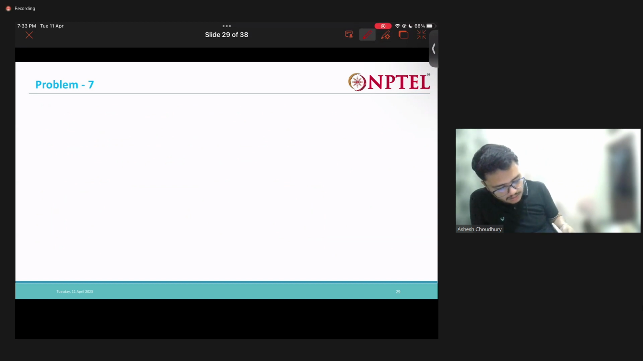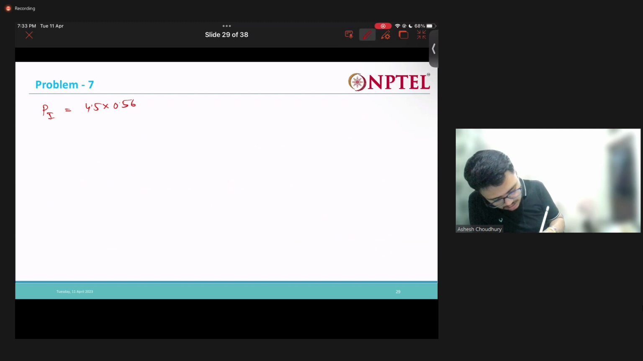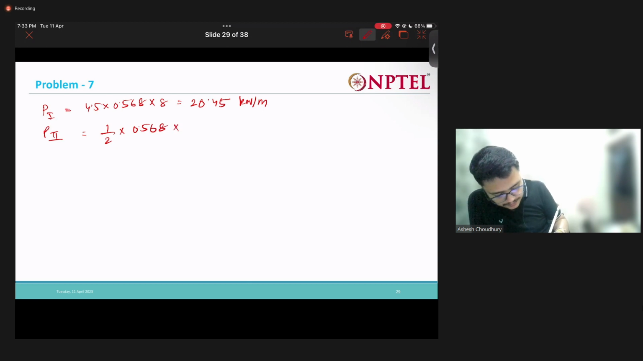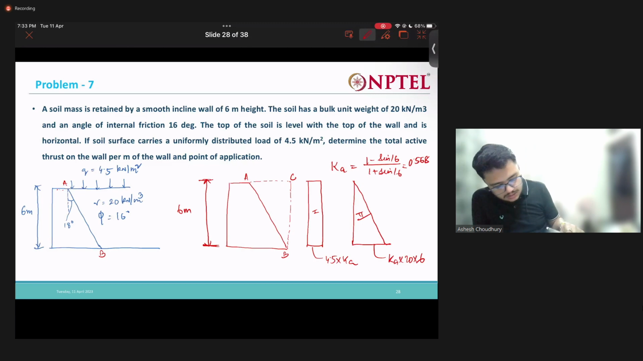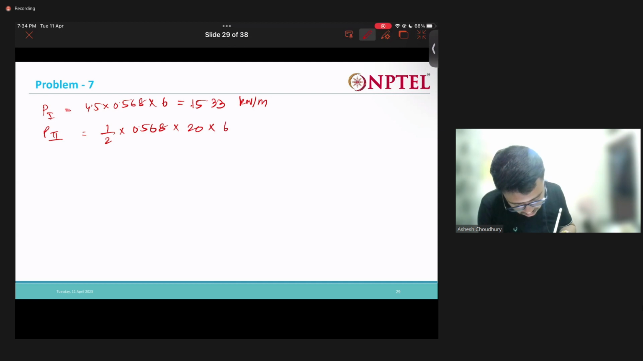Right. So let us find out P1. P1 will be 4.5 into 0.568 into 6, which is 15.33. And P2 will be half into 0.568 into gamma, gamma is 20, into the height, which must be 6 meter, 6 square. How much will it be?